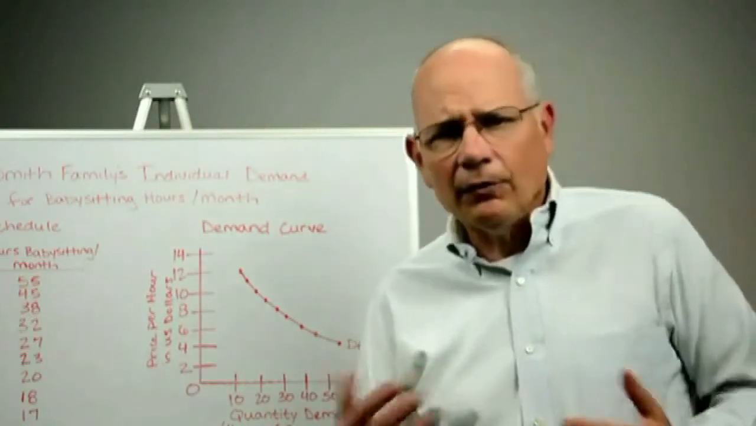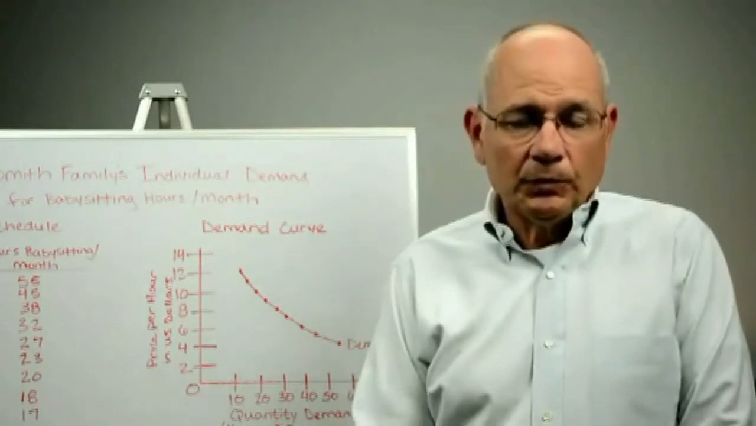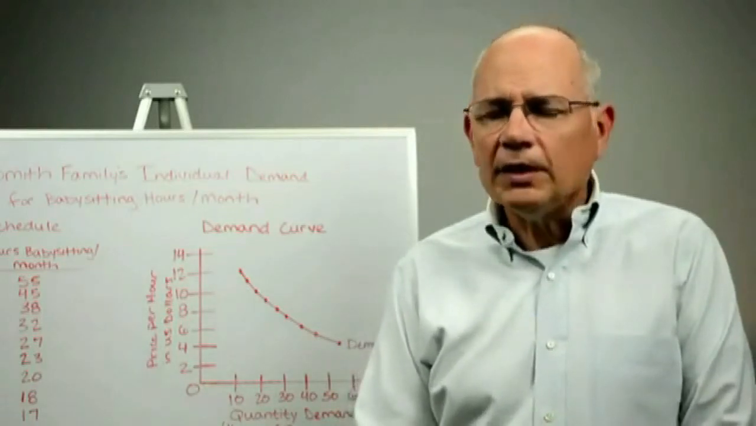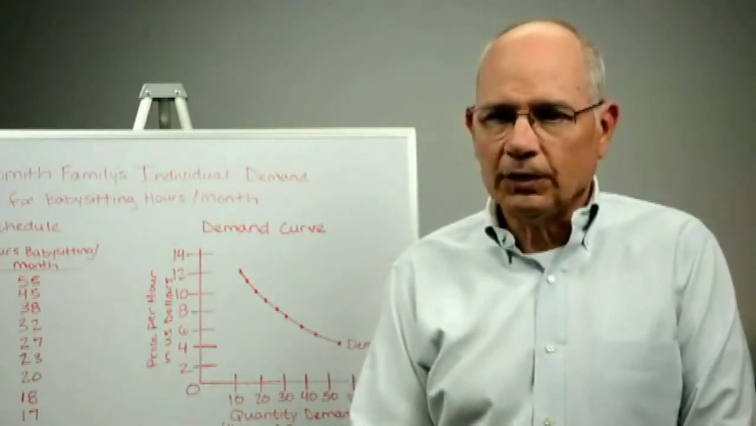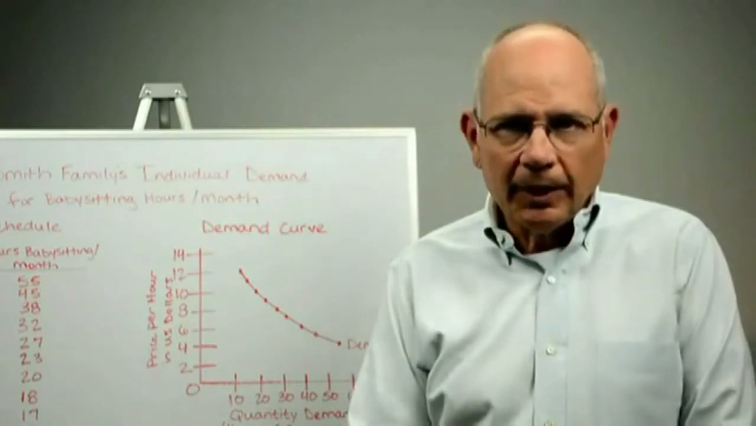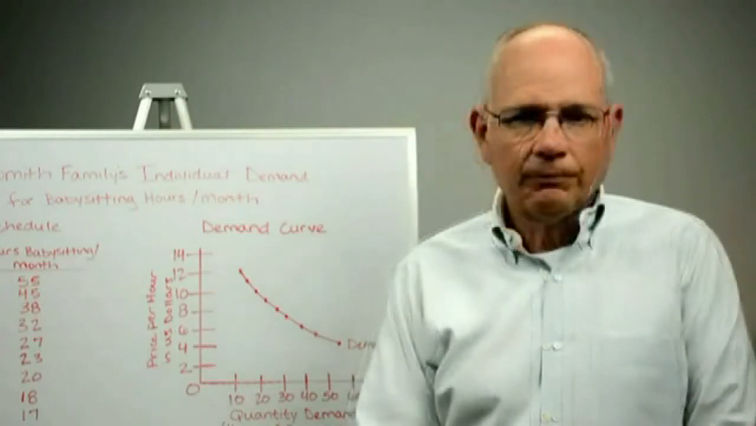But what do we mean by other things being equal? Well, you might have price of related products, you might have income, you might have tastes. All of these have an impact on the demand curve, but not the quantity demanded. Price impacts the quantity demanded and is shown by a movement along the demand curve.